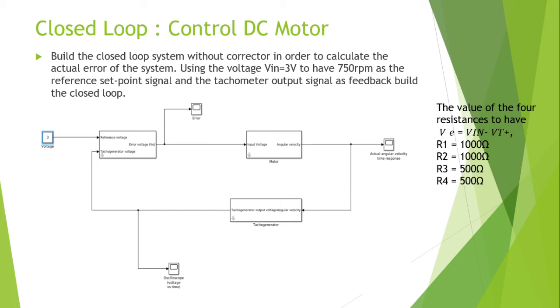In this experiment, we use 4 resistances, which are R1 equal to 1000 ohm, R2 equal to 1000 ohm, R3 equal to 500 ohm, and R4 equal to 500 ohm.